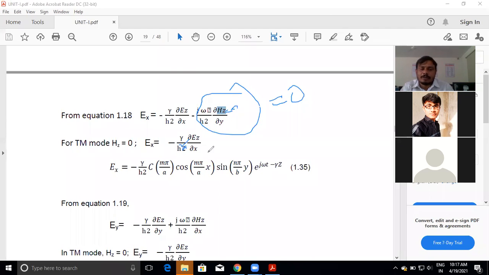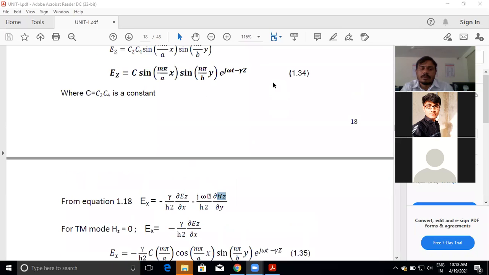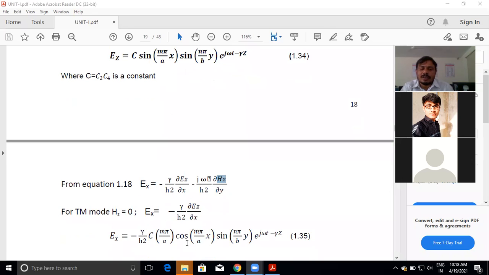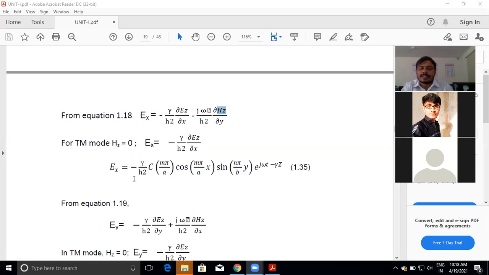So already we have the Ez in the above equation. So substitute Ez here. Now derivate with respect to x. With respect to x means cos of m pi by a into x, that we can see here. This is sine of m pi by a into x, so you can write cos of m pi by a into x, into m pi by a, and sine of n pi by b into y, e power j omega t minus gamma z. This is the x component.